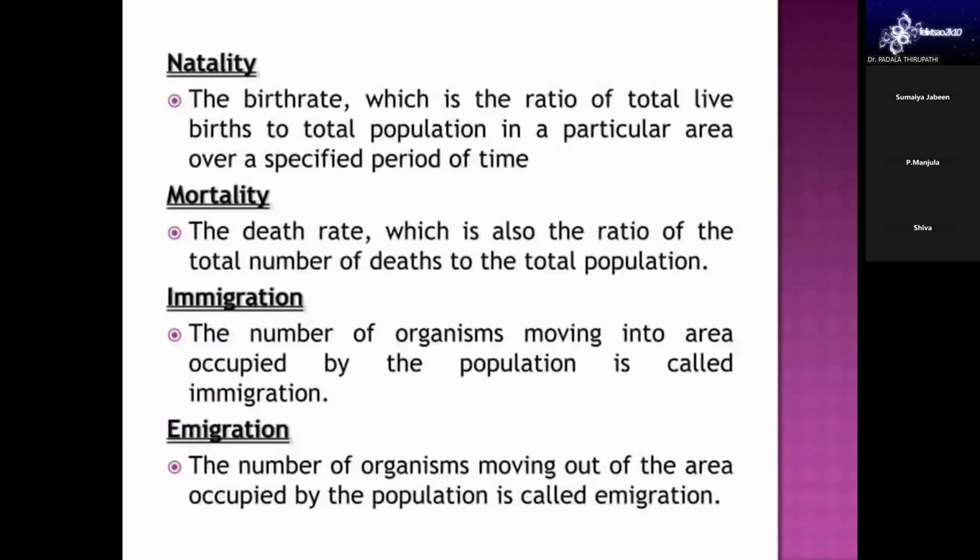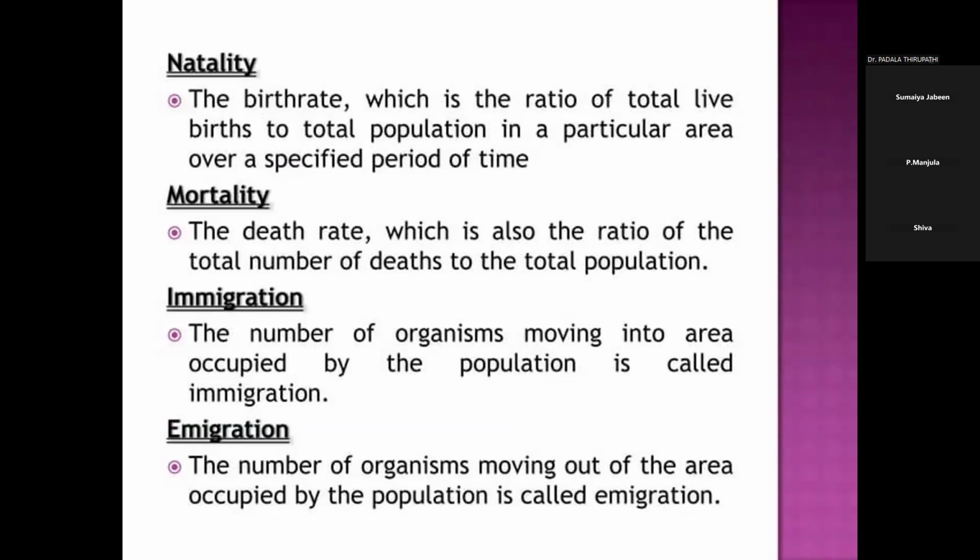Natality, that is birth rate, is the ratio of total live births to the total population in a particular area over a specified period of time. So it constitutes the natality, that is birth rate. Mortality is the death rate, which is also the ratio of the total number of deaths to the total population.